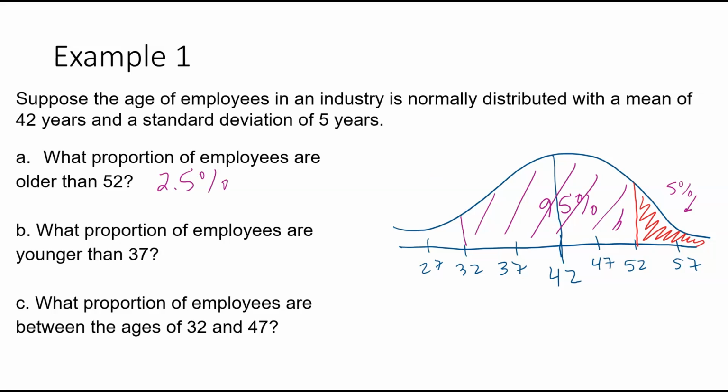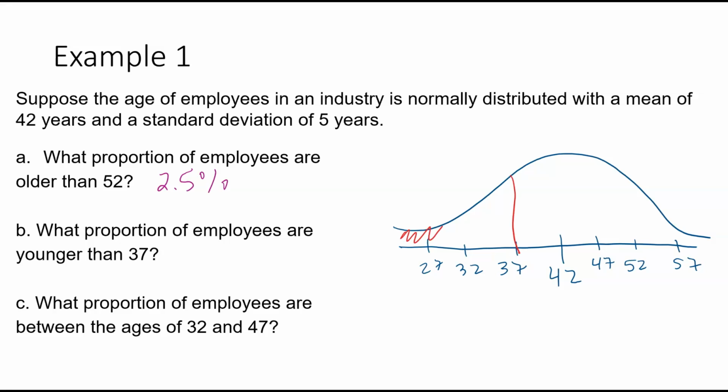So now, okay, let's clear this out. What proportion of employees are younger than 37? So we want to know all of this region. So again, that's 1 standard deviation away from the mean.